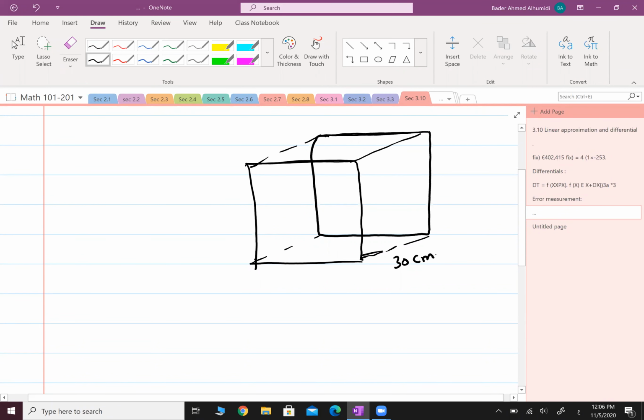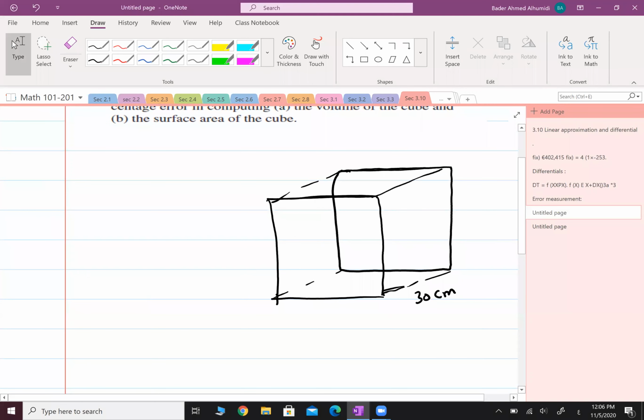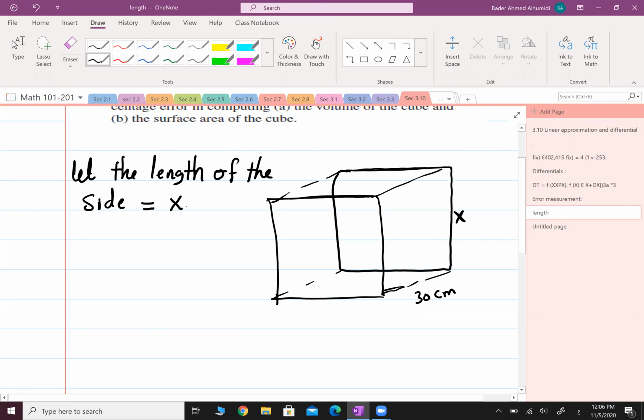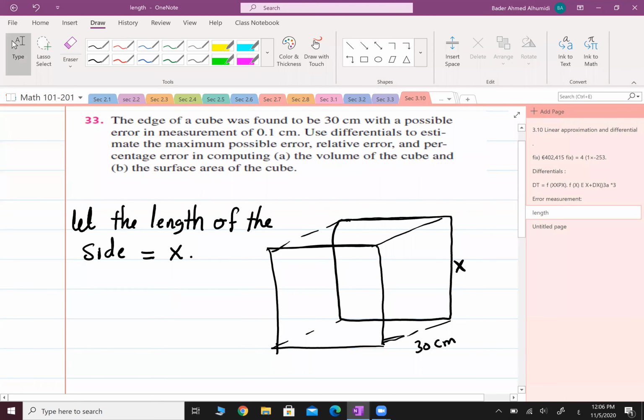But of course, as we said last time, you will never cut it to be exactly 30 centimeter. So I will call this one X. Let the length of the side of the cube be equal to X. If I measure it, this X is supposed to be 30, but I have an error of how much he said? 0.1. So dx is equal to 0.1. This is the error involved in the measurement of the side x.